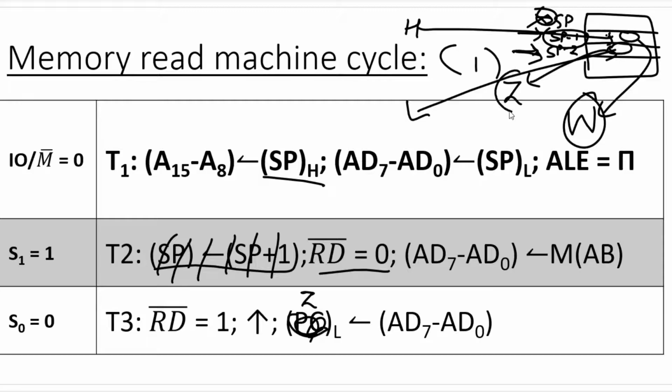Now WZ will be transferred to HL. So W will be transferred to H, and Z will be transferred to L. So this will complete your XTHL instruction.